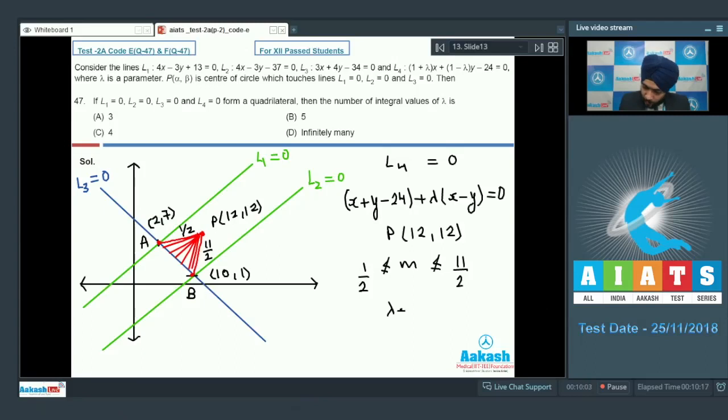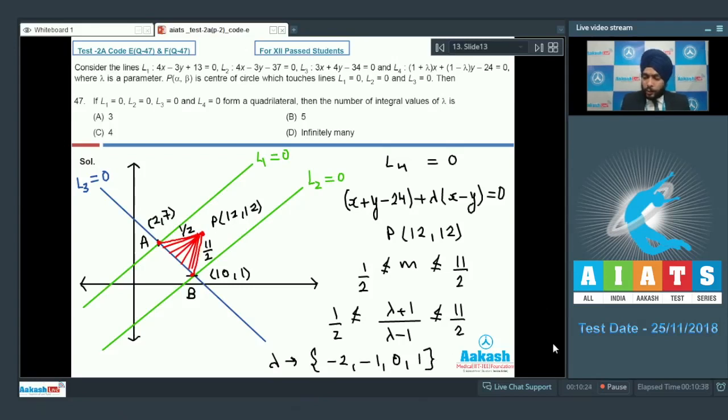So (lambda plus 1) upon (lambda minus 1) not belongs to 1 by 2 to 11 by 2. It should not belong to this interval. Okay, so from here you are going to get lambda as minus 2, minus 1, 0, 1. This is the complement answer of this condition. Okay, you're going to solve this condition. You're going to get some interval which is going to run from minus infinity to some number and some number to infinity. So the remaining values of lambda are the complement within the real values, because we need the integral values over there. How many values of lambda are possible? 4 values of lambda.